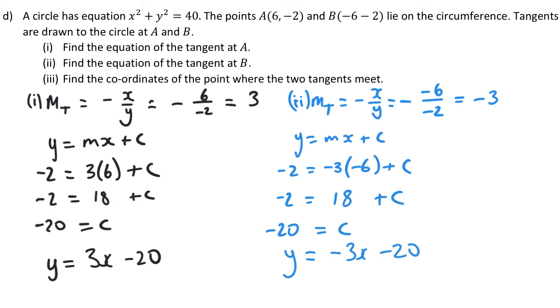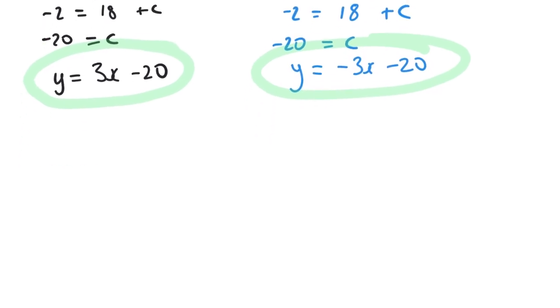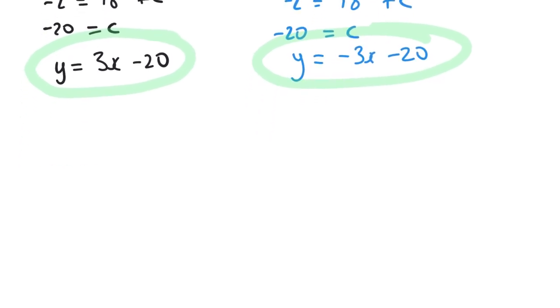For part 3, to find the coordinates of the point where the two tangents meet, what we're trying to do is really solve these two equations. So we've got y equals 3x minus 20 and y equals minus 3x minus 20, and we want to try and solve those. We can do so with a simultaneous equation. Now the best way to do it in this case is the method of substitution.